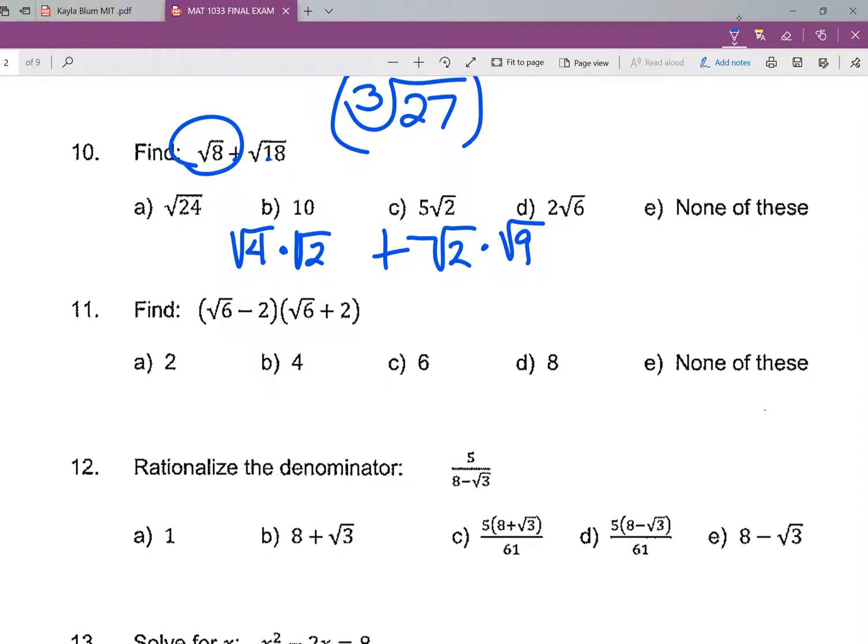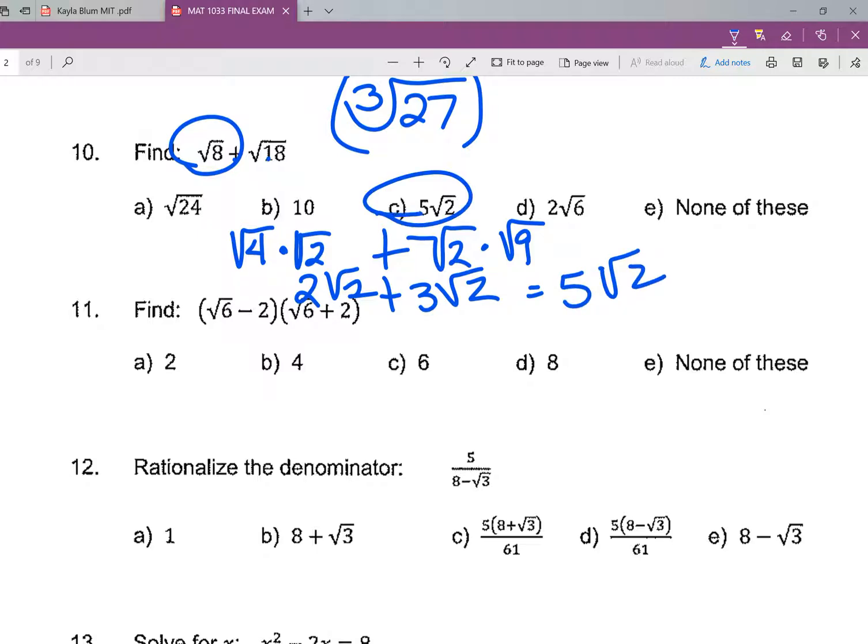So that means that you have 2 square root of 2 plus 3 square root of 2, which is going to end up giving you 5 square root of 2. Answer choice C. That's the first 10 questions. I'm going to stop here. The next 10 are coming up.